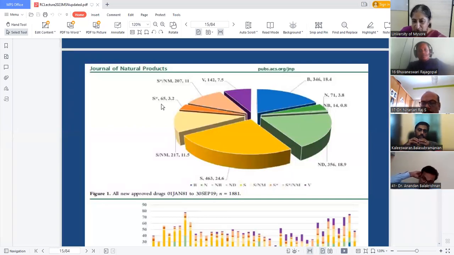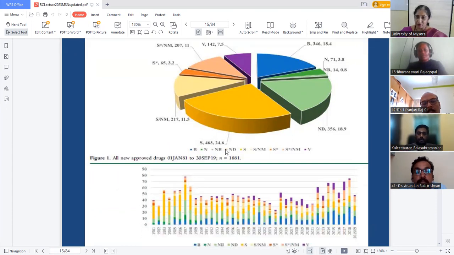Now let us come to the actual approved drugs from 1981 till September 2019, that is, before this publication was made. A large chunk, N equal to 1881, refers to the number of drugs that they have taken and classified accordingly as biological macromolecule, natural product derivative, etc. You can see a large chunk is represented by the synthetic. So chemists have a great role to play here.